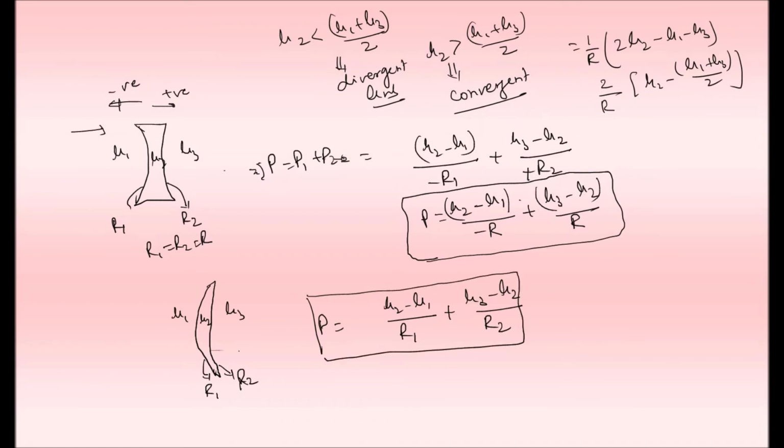Here r1 comes with a positive sign, r2 comes with a positive sign because we are taking this direction as positive, and the difference of refractive index at the first surface is mu2 minus mu1, and at the second surface mu3 minus mu2. Again, if power comes with a positive sign, then it will be a convergent lens, otherwise it will be a divergent lens. And if power is zero, then it will neither converge nor diverge the parallel beam of light rays. So this is all the concepts about power.